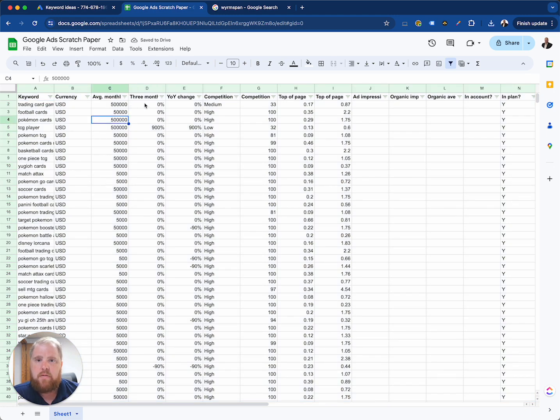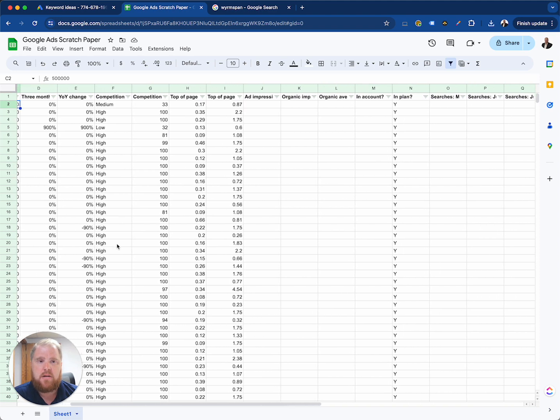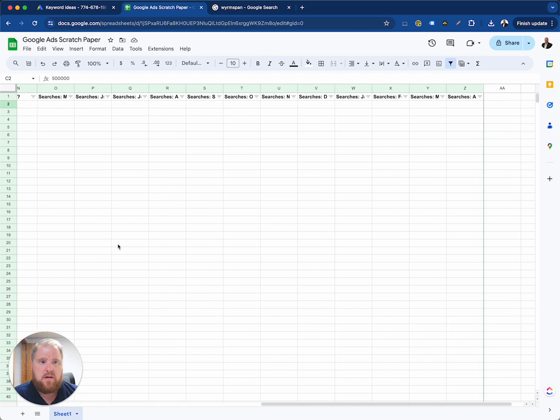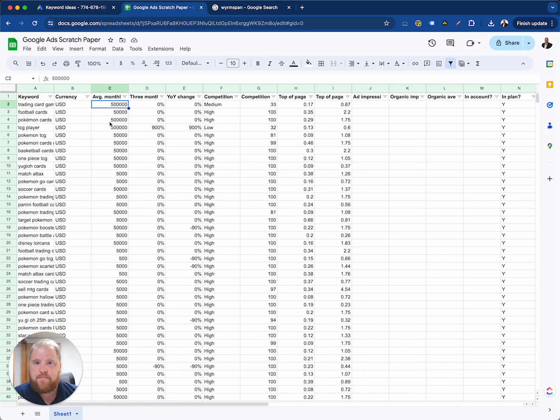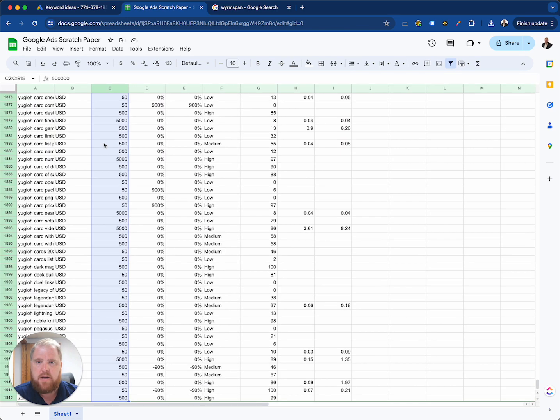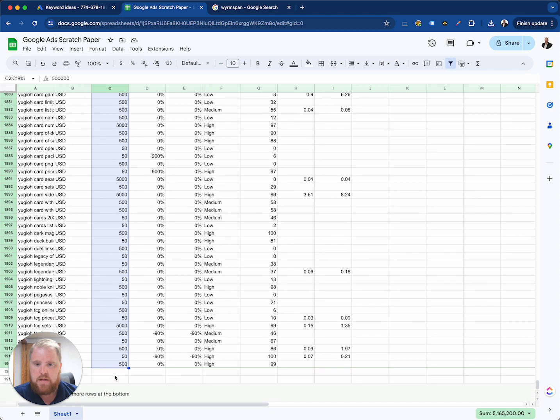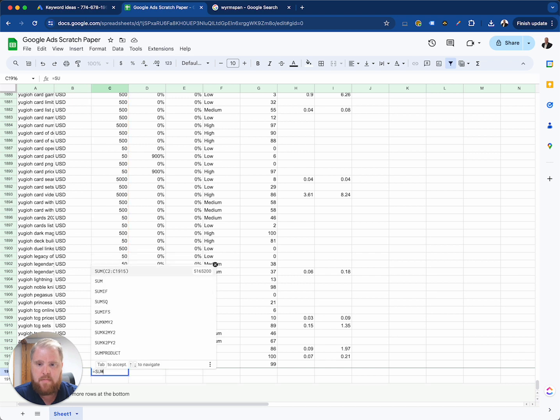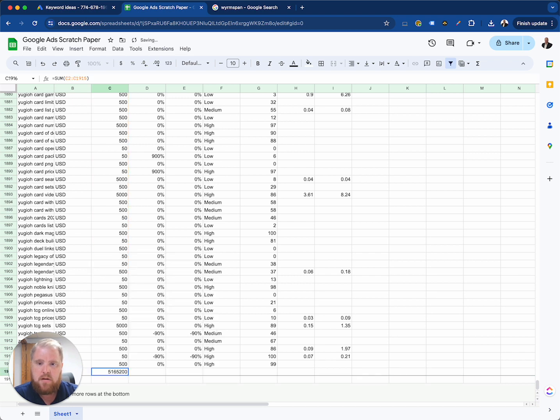So what we want to do here is determine how many clicks you could expect and how many visits you could expect on your website. And so if we look at totaling out these average monthly searches, let's sum that at the bottom. Okay, so that's 5,165,200.